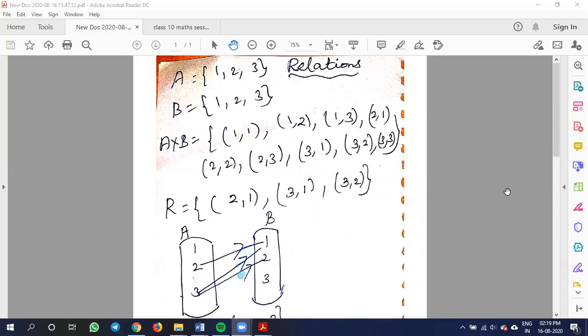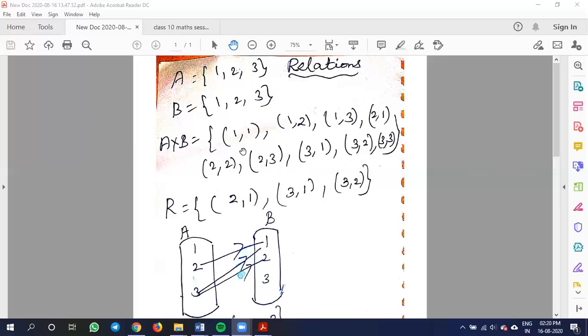Here you see we are taking two sets. The elements of A are 1, 2, 3, and the elements of B are 1, 2, 3. And what is A cross B? It is (1,1), (1,2), (1,3), (2,1), (2,2), (2,3), (3,1), (3,2) and (3,3). This is A cross B.